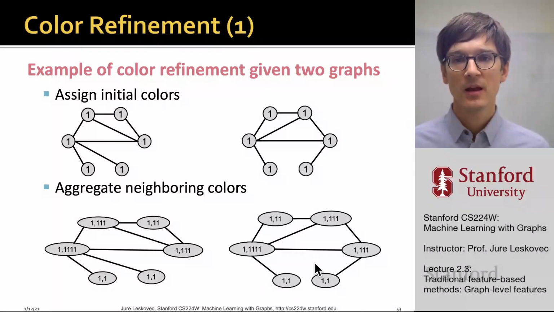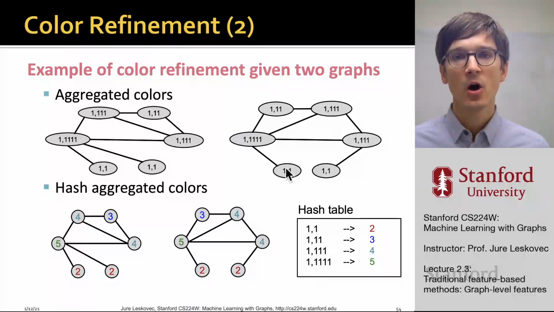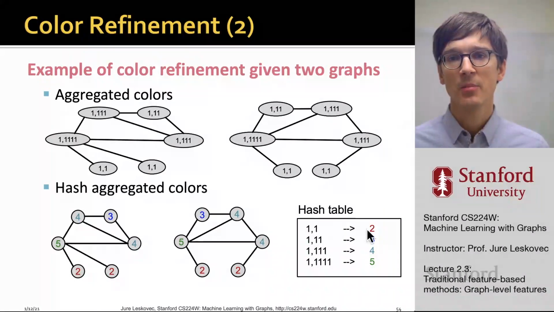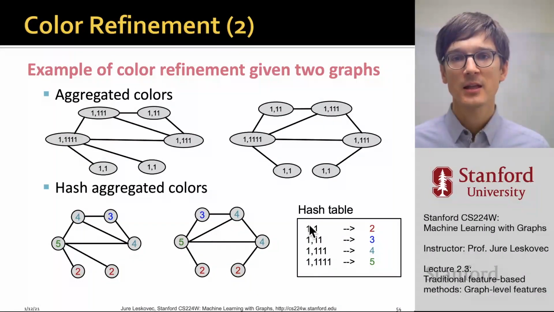Now that we have collected the colors, we go and hash them, right? So we apply a hash function that takes the node's own color plus the colors from neighbors and produces new colors. And let's say here the hash function for the first combination returns 1, then 2, then 3, 4 and 5. So now we color the graphs based on these new refined colors. So this is the coloring of the first graph and this is the coloring of the second graph, based on the hash values of the aggregated colors from the first step.